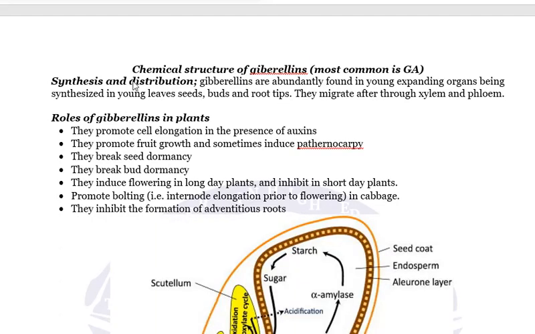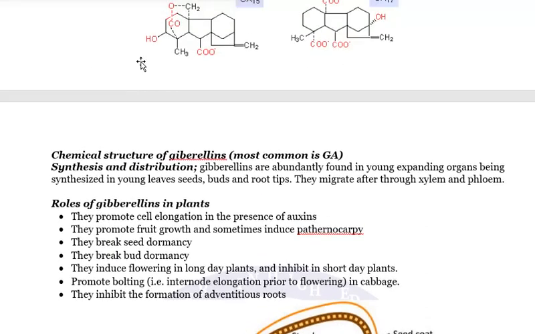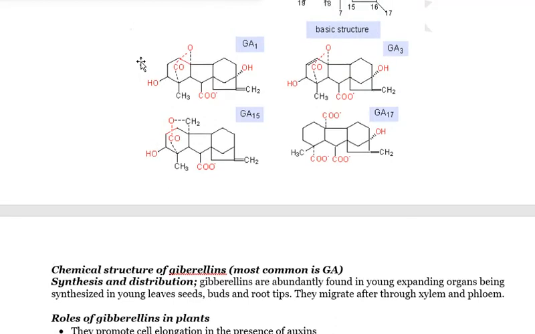Now in terms of synthesis and distribution, this diagram just showed the chemical structure of gibberellins.